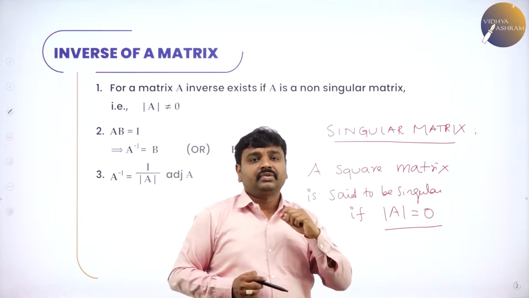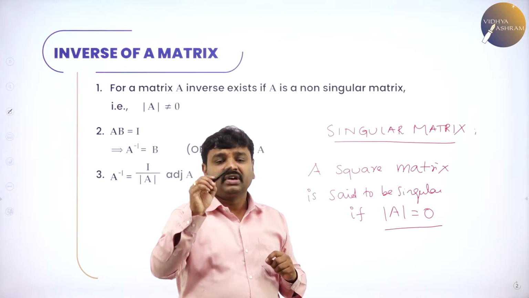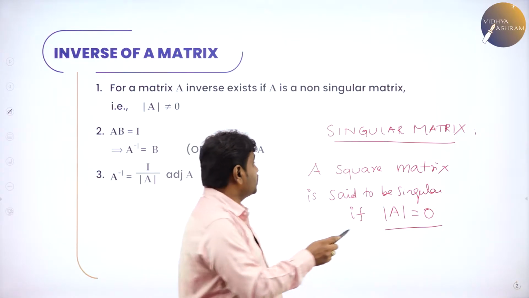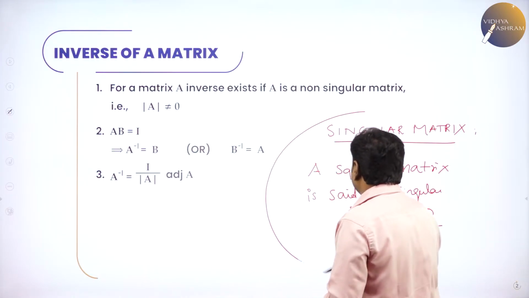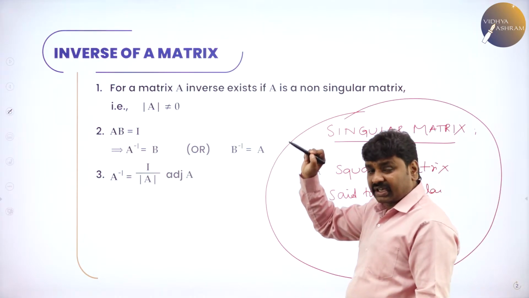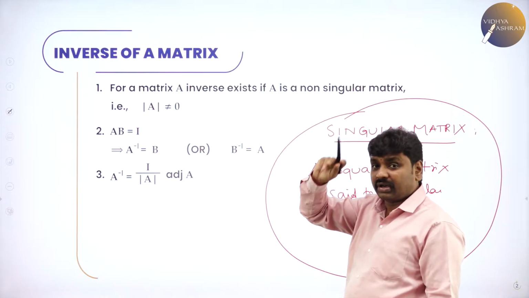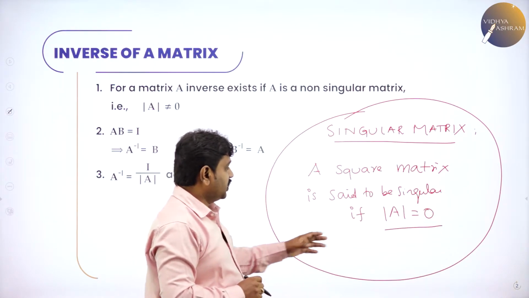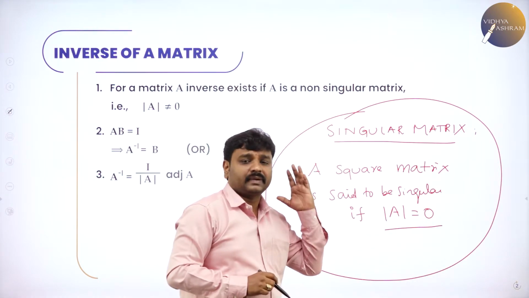Why we need this? Because for singular matrix, inverse does not exist. For singular matrix, inverse does not exist. So first you should know what is singular matrix. Let me demonstrate this by taking an example. Now I am asking you to understand what is singular. If determinant, if you get 0, that is singular.